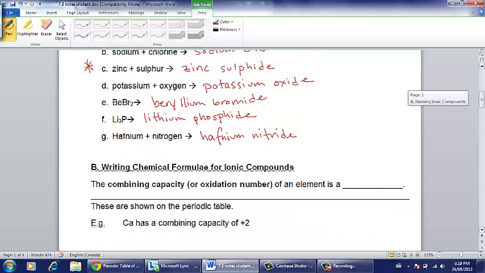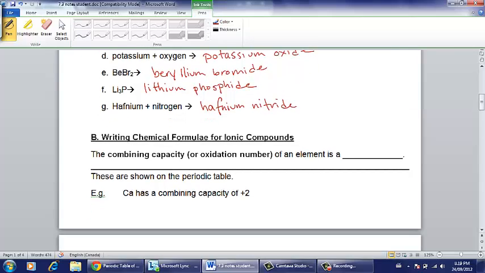Now that we've looked at naming, we're going to look at writing chemical formulas. The combining capacity, or oxidation number of an element, is a number that represents the ability of an element to combine with another. So it's a number that represents the ability of an element to combine with another.